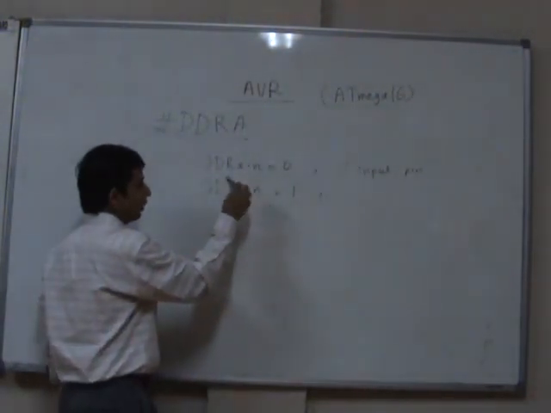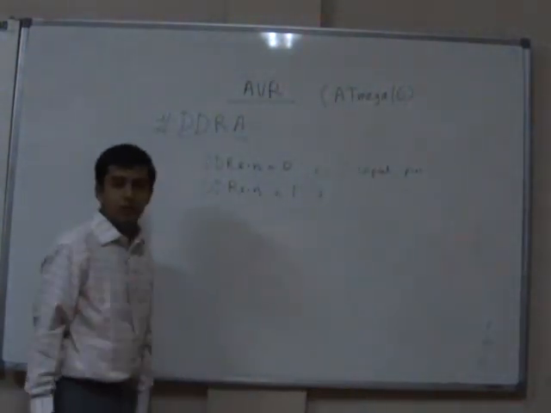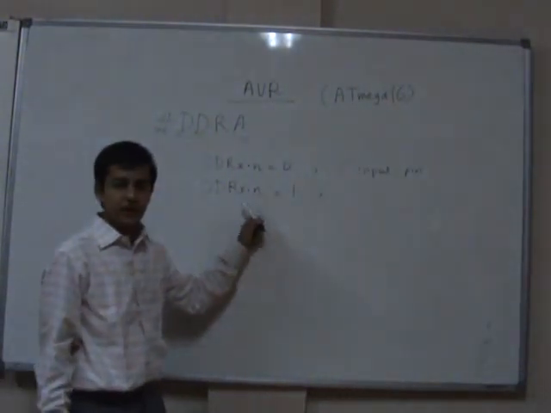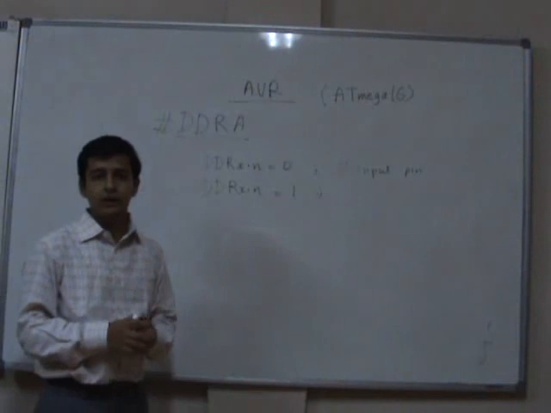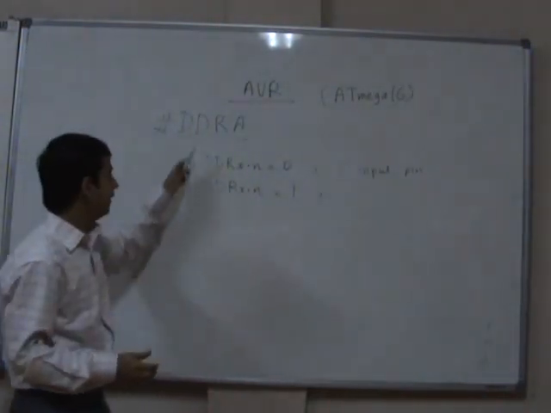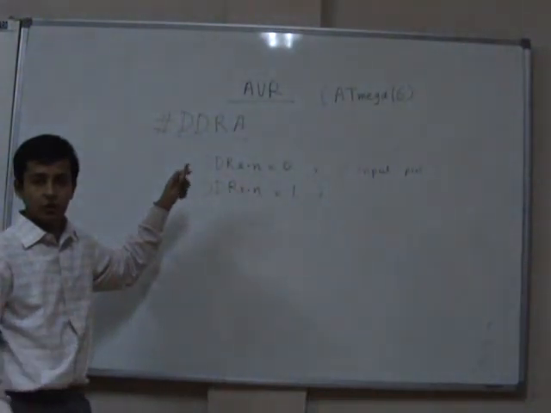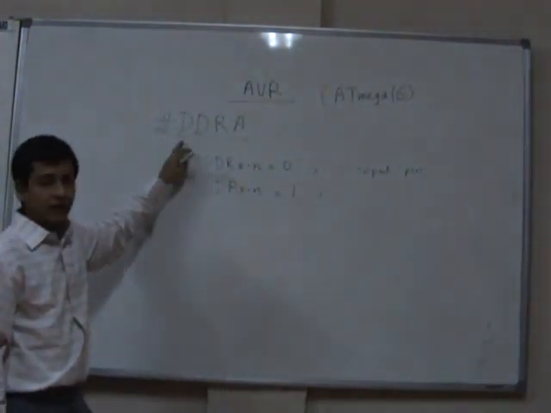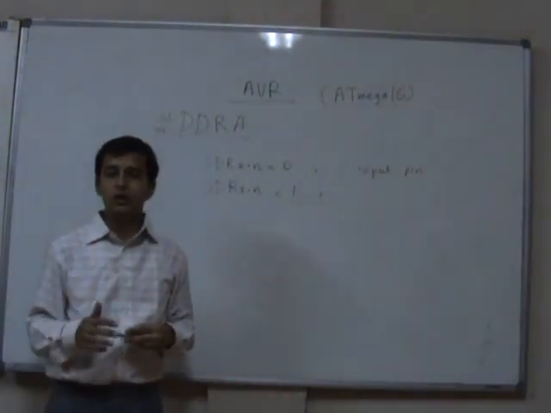Whenever you set a particular bit in the DDR register to 0, that particular pin becomes an input pin. And whenever you set a particular bit in the DDR register to 1, that particular pin becomes an output pin. That is as simple as that. DDR, data direction register, is used for setting input and output, to configure the port as either an input port or an output port.